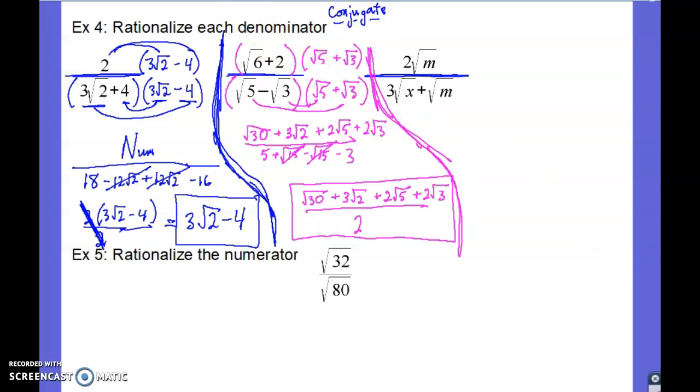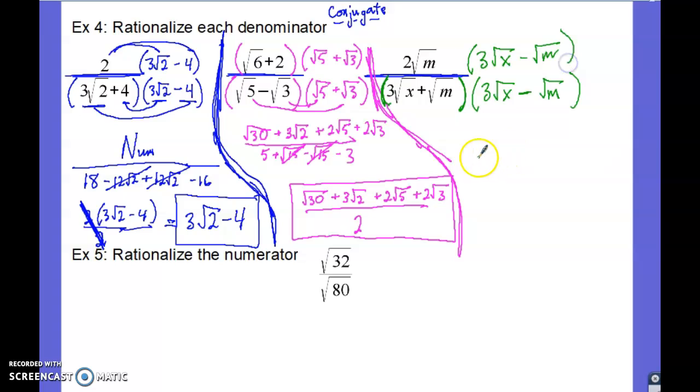So in case you missed it from the previous video, the whole premise is to look at the denominator and leave it alone, 3 root x and root m, but change the sign in between. So instead of plus, change it to minus. If you do that to the bottom, you have to do that to the top as well.